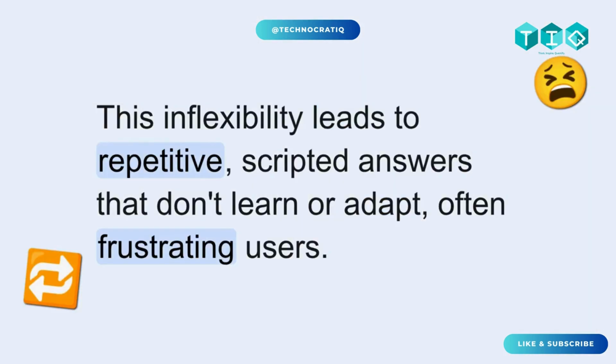So what's the end result of all that inflexibility? You get the same frustrating, scripted answer again and again. They don't learn from you, they don't adapt, they just repeat the script.